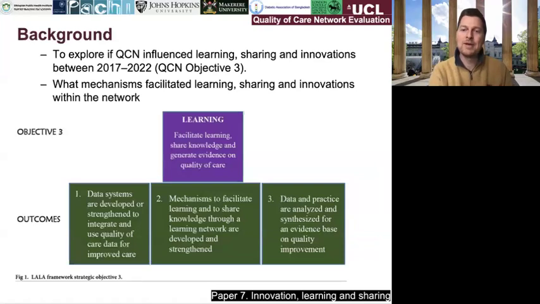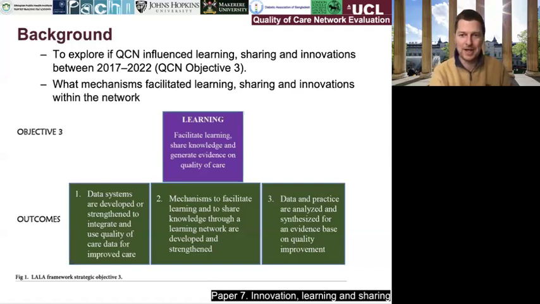So for this paper, the objectives were to explore if the QCN influenced learning, sharing, and innovations between 2017 and 2022, so in that first phase of the network that we're evaluating. And this is really focused around evaluating the 3rd objective of the quality of care network. So recall the LALA framework: leadership, action, learning, and accountability. This is the 3rd one.